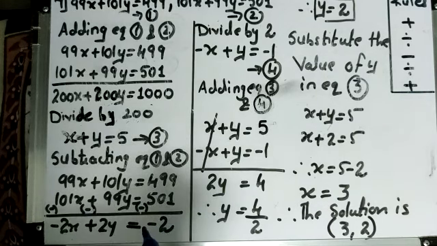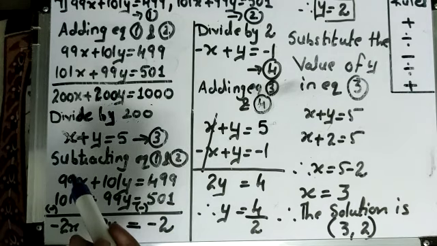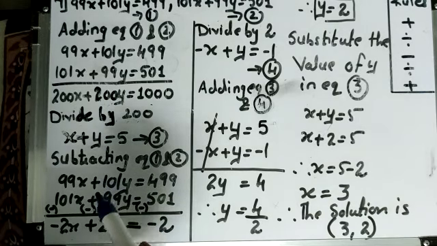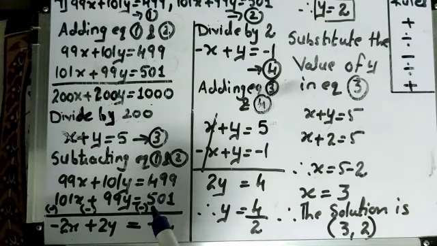After doing this subtraction, 101 minus 99, you will be getting 2. But always you have to put the sign of the greater number. 101 is greater than 99, that is why minus sign. Here also 101 is greater than 99, that is why positive sign. Here 501 is greater than 499, that is why negative sign.